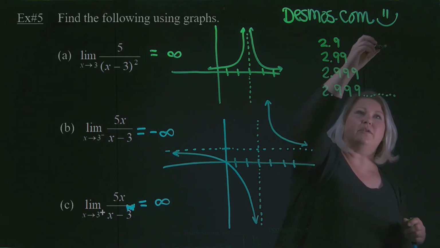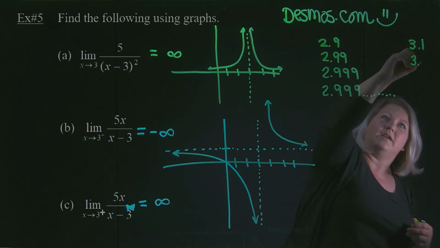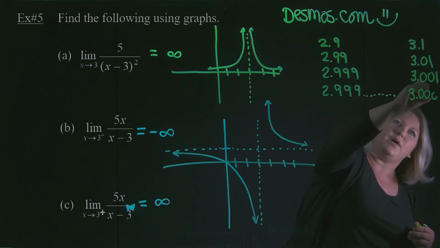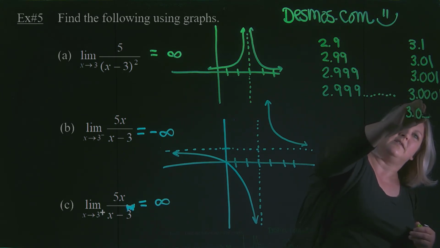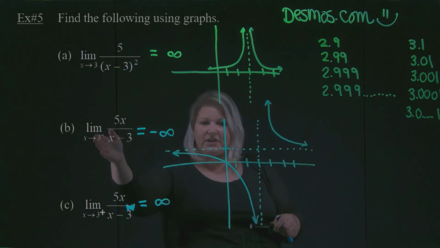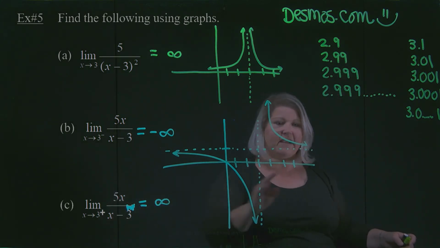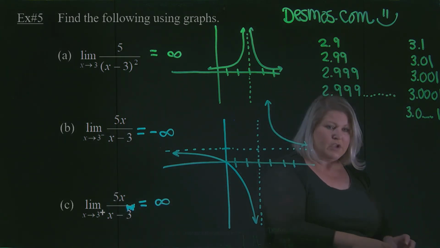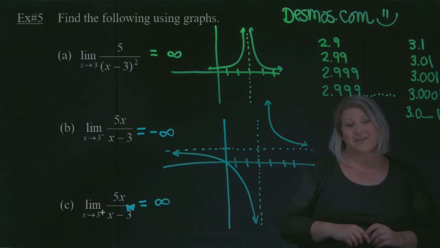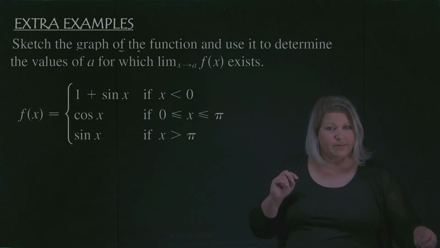Then if I'm approaching 3 from the right, I would try 3.1, then 3.01, then 3.001, 3.0001, and keep on going. So if I'm looking at the left-hand values, I'm plugging in values smaller than 3. For the right-hand values, I'm plugging in values larger than 3. So you can use your graphs, but just in case you don't trust what you see, you can always verify it with a table.